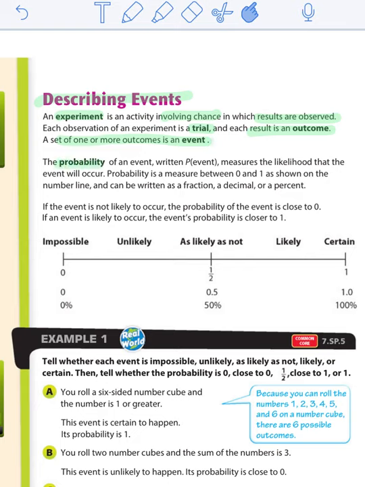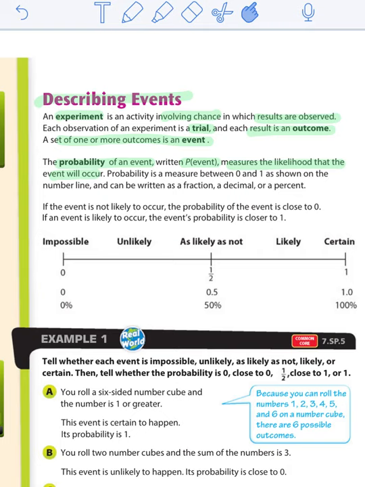So the probability of an event, written as P of event, measures the likelihood that the event will occur. That's an important vocab word. The probability, written as P of the event, measures the likelihood that the event will occur. Probability is a measure between 0 and 1. It's shown on a number line, and can be written as a fraction, a decimal, or a percent.